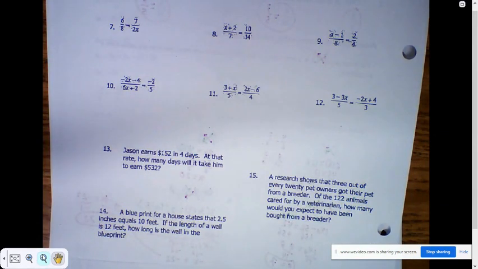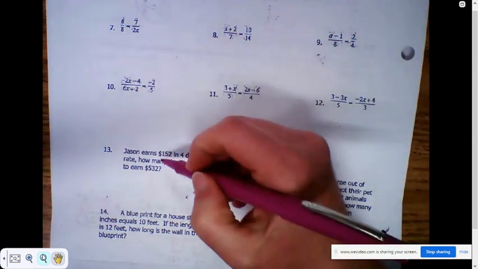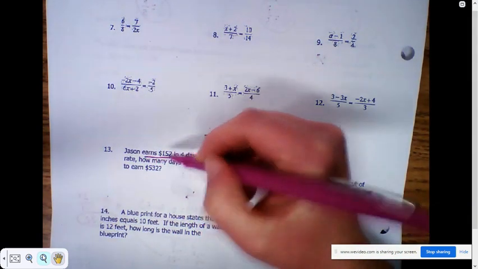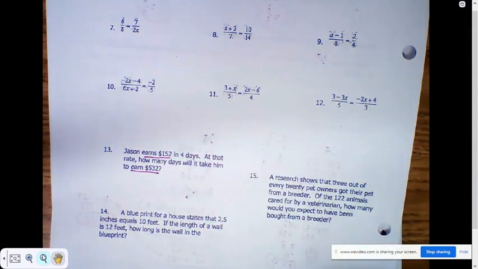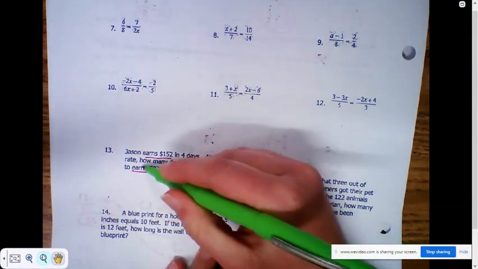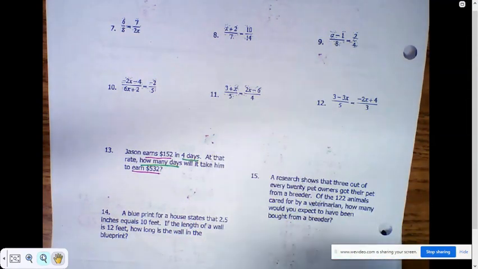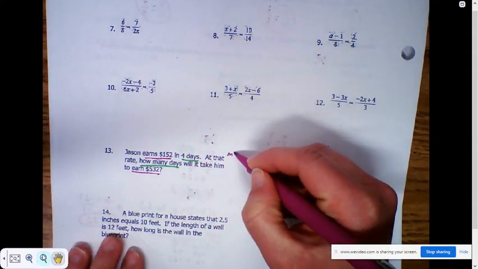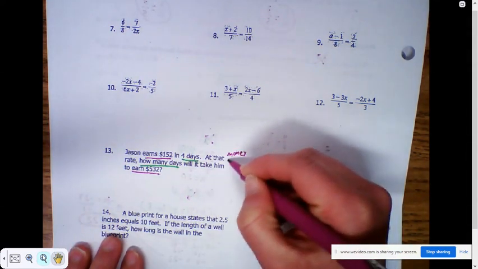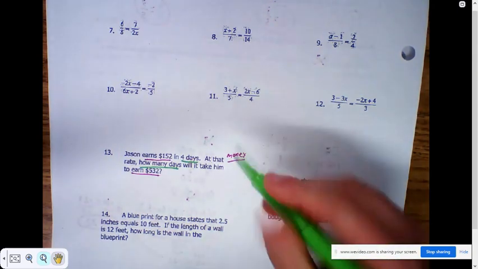So for 13, Jason earns $152 in 4 days. At that rate, how many days will it take him to earn $532? So I have money and I have days. I like to write it in words first. So I know that it's going to be money divided by days.